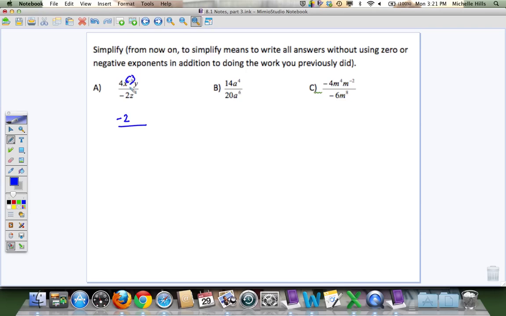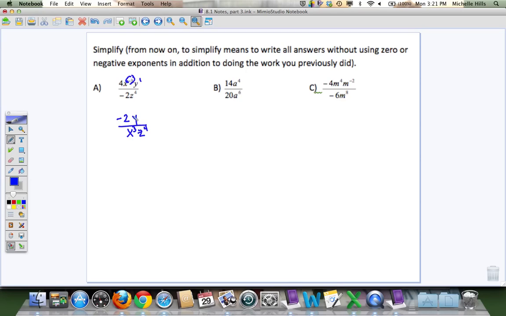Its thoughts are negative. The only way you can make the x happy is to move it. So it moves from the numerator to the denominator, and then its thoughts are happy. The y has an exponent of positive 1 already. It's happy staying where it is, so the y stays put. The z has an exponent of positive 4. It's happy, so it stays where it was. Alphabetically, x comes before z, so x to the third should come before z to the fourth.